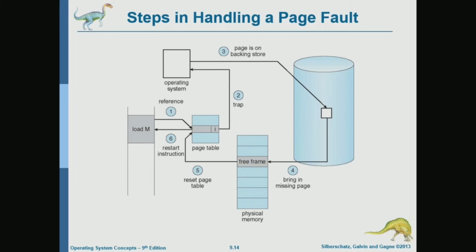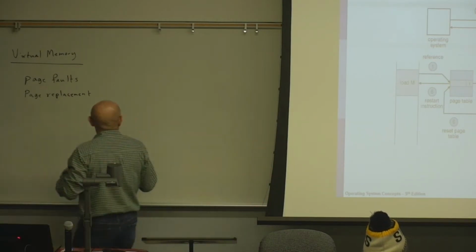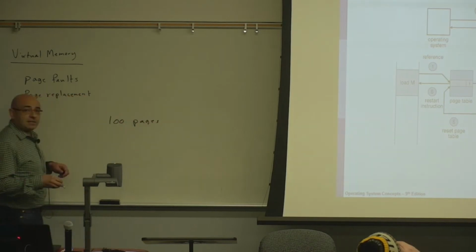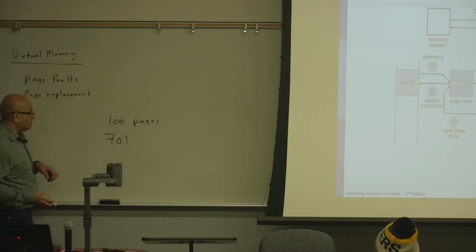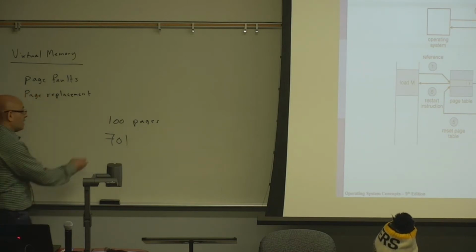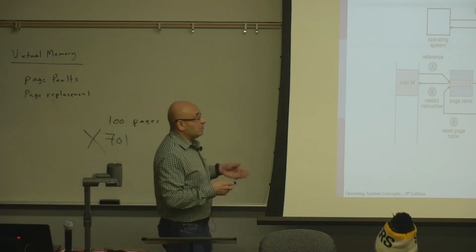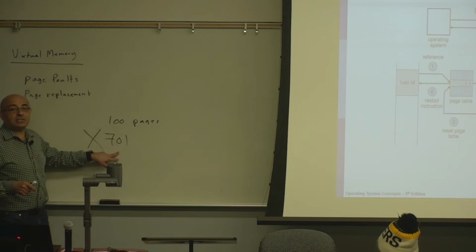First of all, it will check if that reference is to a legal page or not. Because the program may have 100 pages, and it's referencing page 701. There is no page 701 for that program, so that's an invalid access, which may probably result from an uninitialized pointer or something.